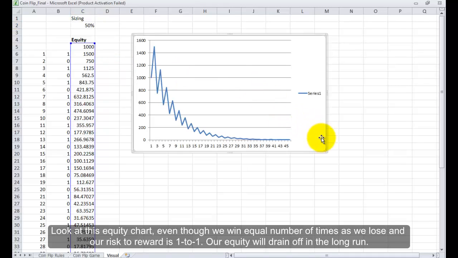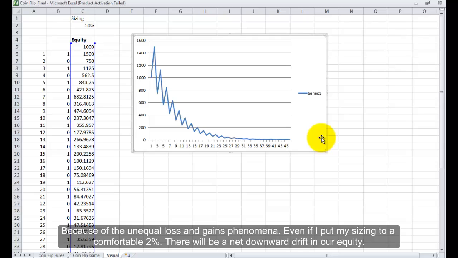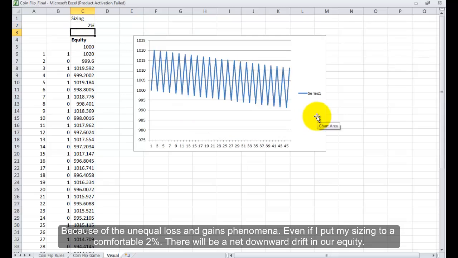Look at this equity chart. Even though we win equal number of times as we lose, and our risk to reward is 1-to-1, our equity will drain off in the long run because of the unequal loss and gains phenomenon. Even if I put my sizing to a comfortable 2%, net, there will be a downward drift in our equity.